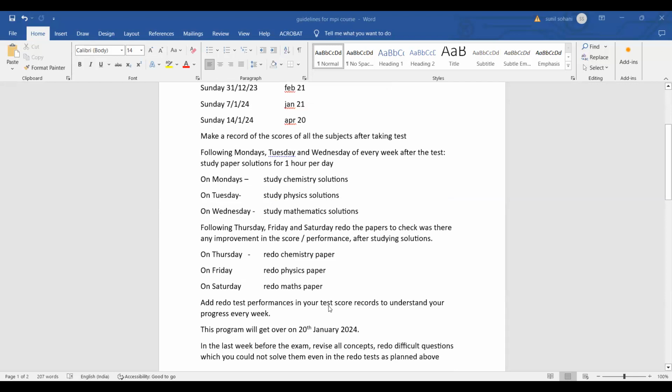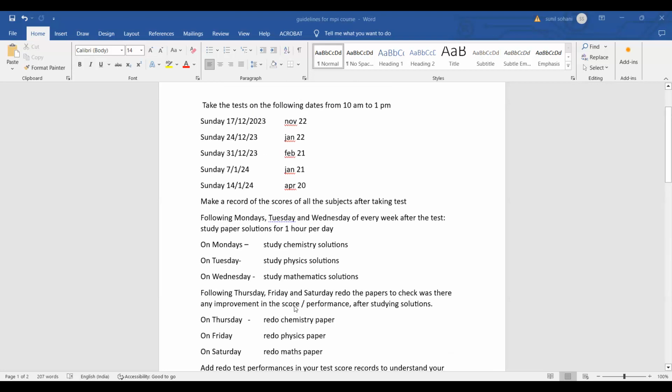What happened to your scores after studying the paper? You are redoing it, the second time solving those 10 questions of every subject. Now add this redo test performance to your test scores which you already recorded, and you will understand the progress. The progress has to improve, it cannot go down. If you already got 5 marks in, let's say, physics, you cannot get 0. Definitely you should improve your performance by studying and redoing the test, same paper, same questions. There are no different questions.